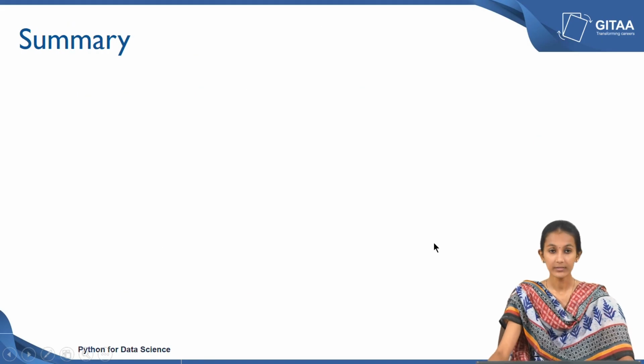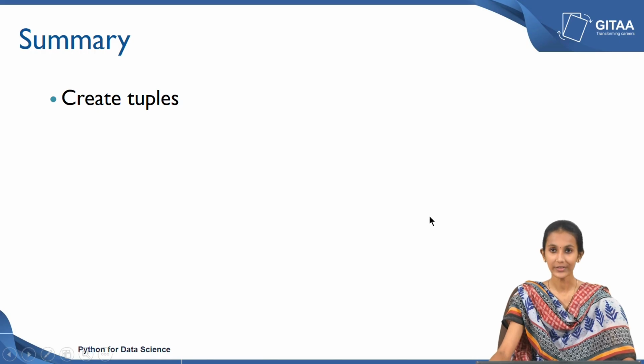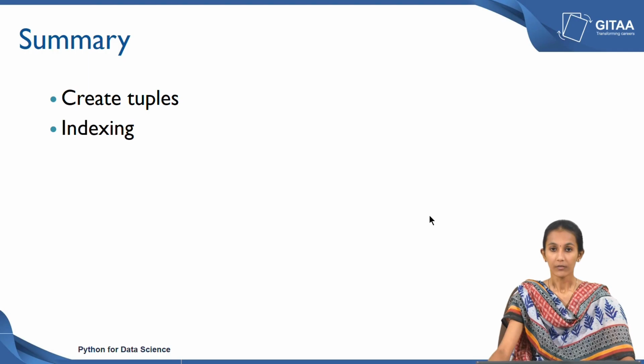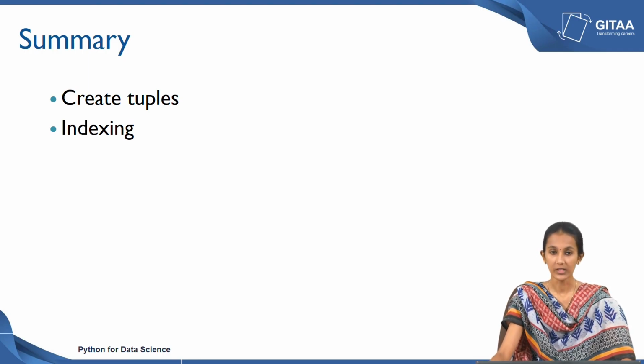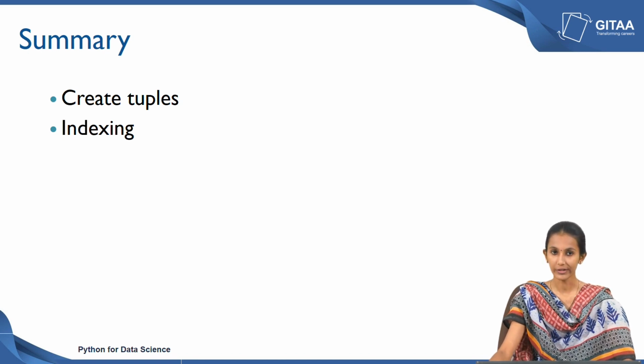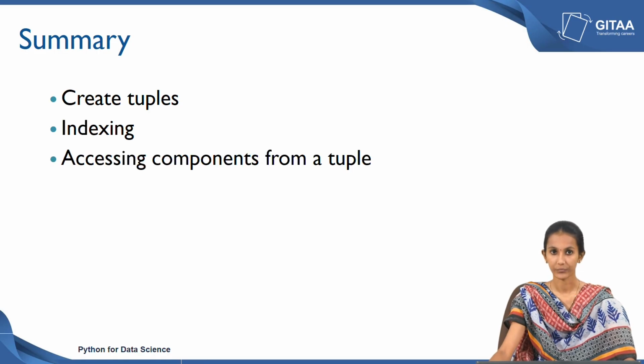Let us summarize. We saw how to create tuples. Values inside the tuples are separated by commas and enclosed by parentheses. We saw indexing. There are two types of indexing: one is positive indexing and the other is negative indexing. Positive indexing always starts from 0 to n minus 1. Negative indexing starts from the rightmost to the leftmost.